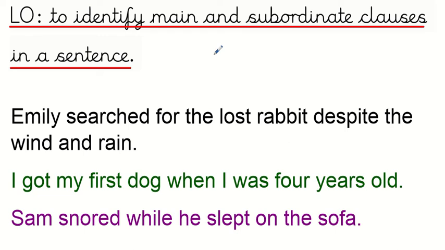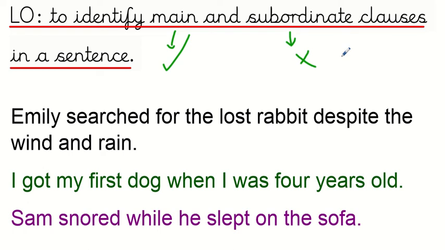Okay, welcome back. I hope you've had a chance to find the main and subordinate clauses in these sentences. Let's have a read through together. Emily searched for the lost rabbit despite the wind and rain. Now I know that a main clause makes sense on its own. A main clause contains, can you remember? That's right, a subject and an object. I know that a subordinate clause does not make sense on its own. And to be a subordinate clause, it must rely on the main clause to make sense. It will also contain a subordinate conjunction.